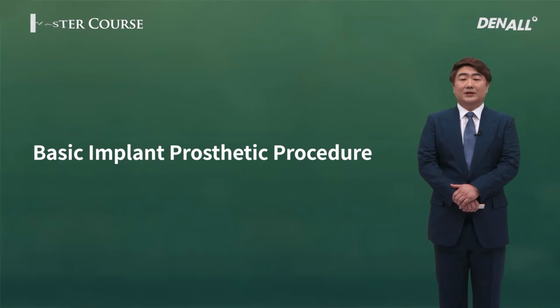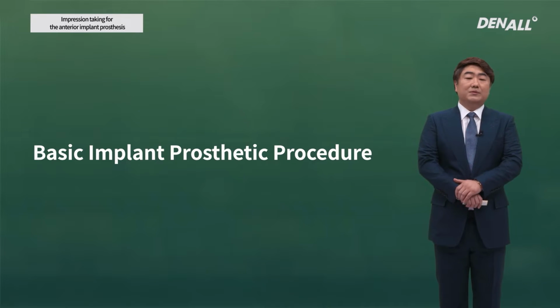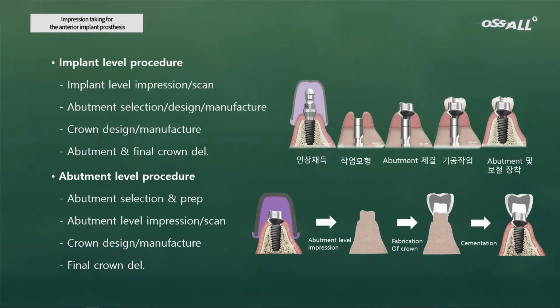So first, basically, how is the implant prosthetics made? After it's delivered, you first take an impression. On the implant level, you take an impression, and also on the abutment level. And then after taking the impression, you manufacture things and then you deliver the finals.